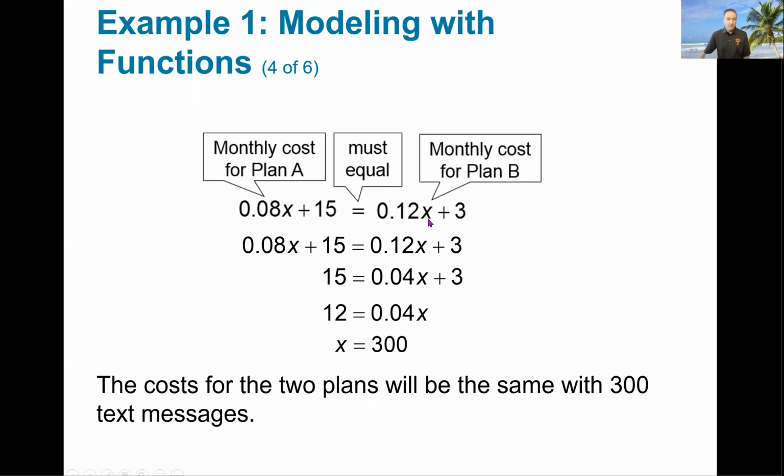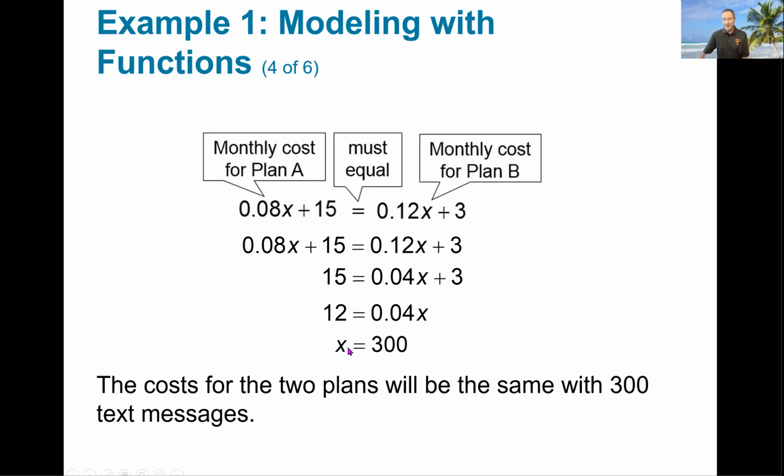And when I do that, I would just collect the x's all on one side, and I would always move it to the side where the larger x is. 12 cents minus 8 cents is going to give me 4 cents. So I'll have 15 is equal to 0.04x plus 3. Now, of course, I subtract 3 on both sides, and I get 0.04x is 12. From this step to this step, I just said, well, 12 divided by 0.04, it's going to give me 300.